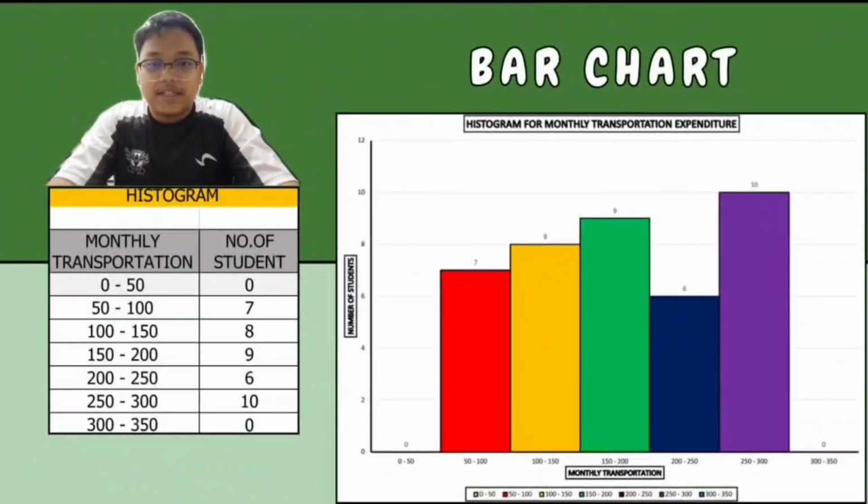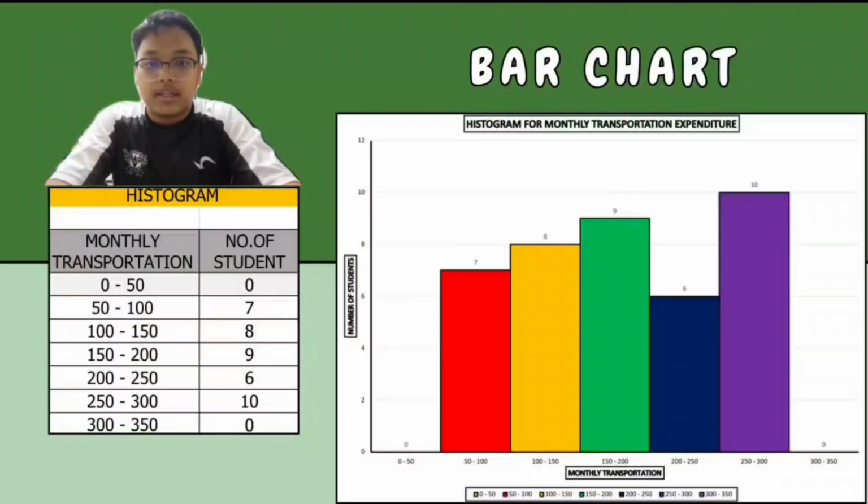This bar chart gives us a clear, discrete representation of how many students fall into each spending category. Let's go through the key details. On the horizontal axis, we have the monthly transportation expenditure ranges from 0 to 350 ringgit. The vertical axis shows the number of students in each spending group. There are three critical patterns that we have to know.